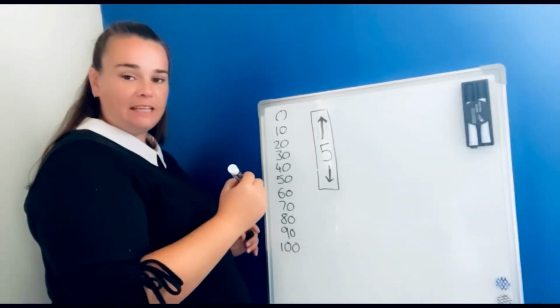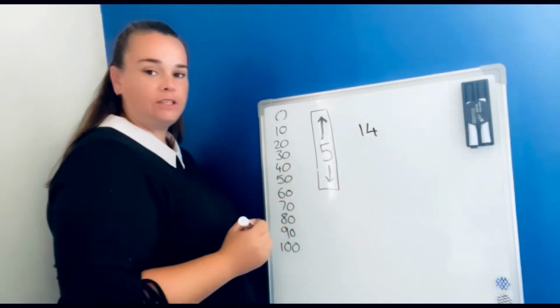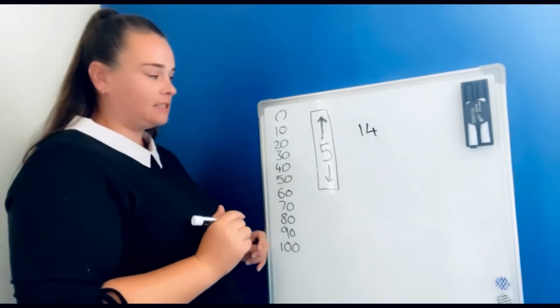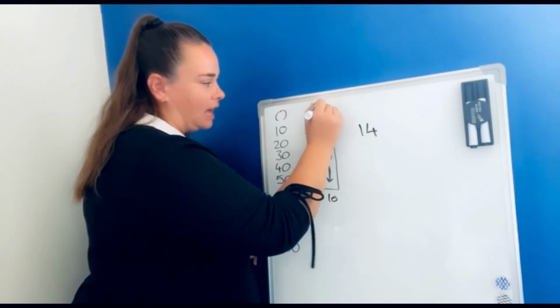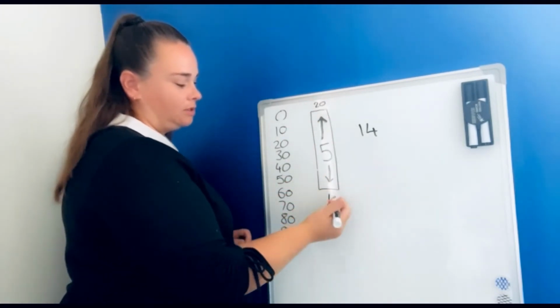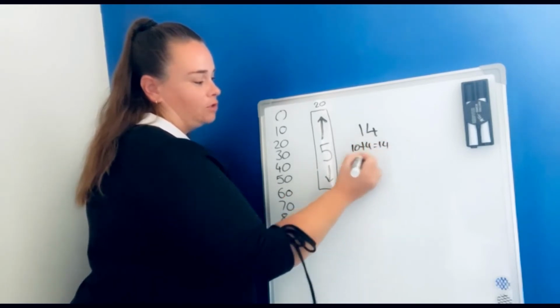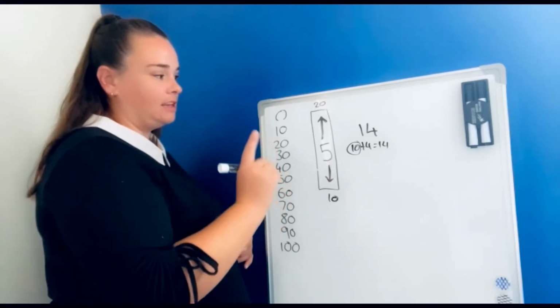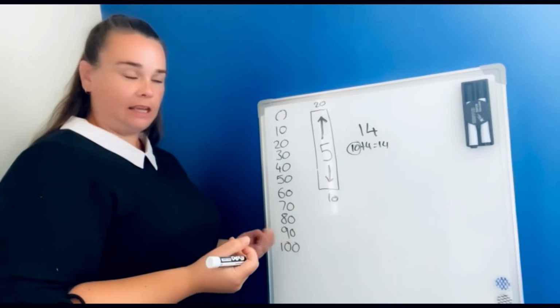Let's try our tens numbers. How about the number 14? Okay, the two closest tens numbers to this, we're going to round it down to 10, or we could round it up to 20, because 10 plus 4 makes 14. There's your 10 number. Then the next 10 number is 20, because 10, 20.